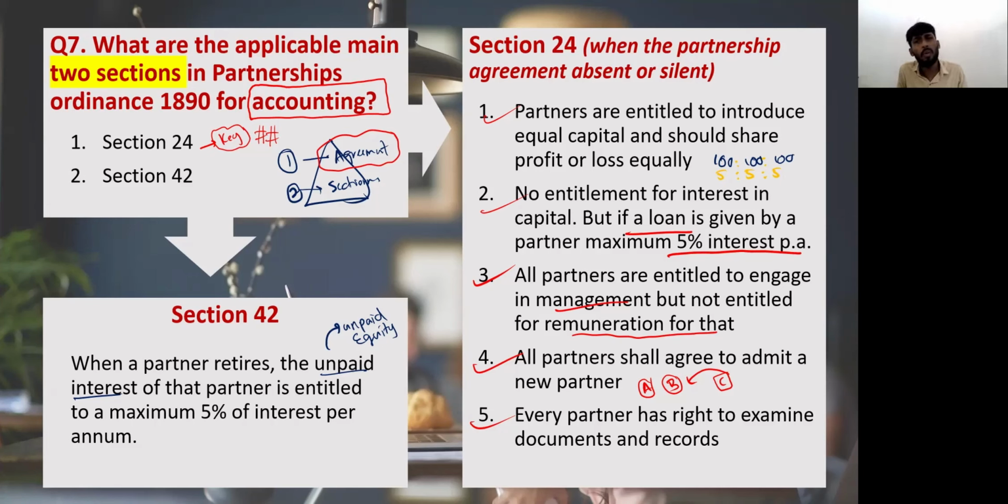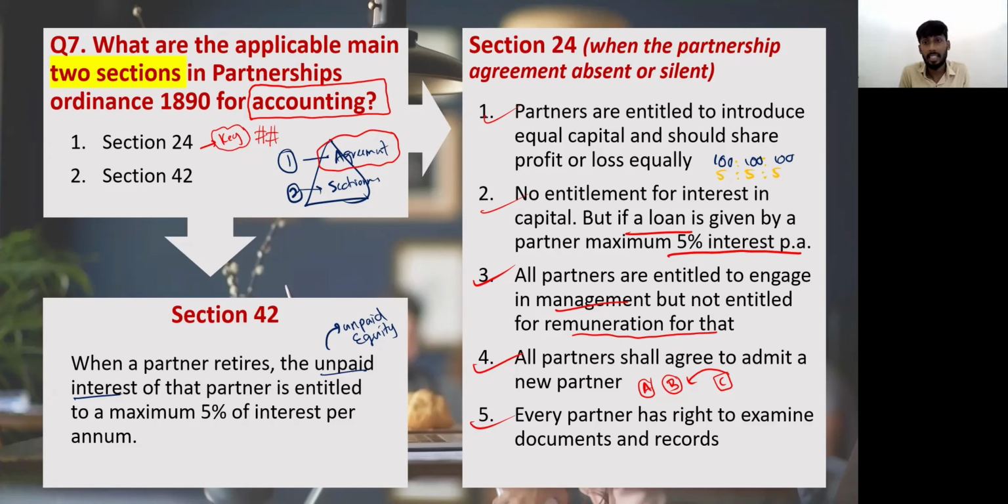So always keep in your mind when you are learning section 24 and section 42, first priority should be given to the agreement. If the agreement says so, then we need to go like that. Even in the question, when the terms of the partnership agreement are mentioned, if some of these 4 or 5 things are not mentioned in the partnership agreement, then we need to think, the partnership agreement does not say anything about this.